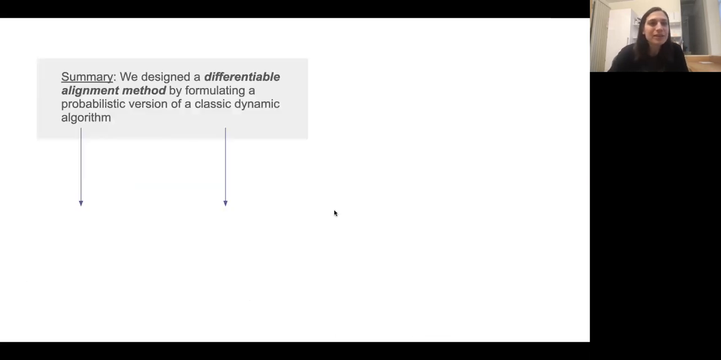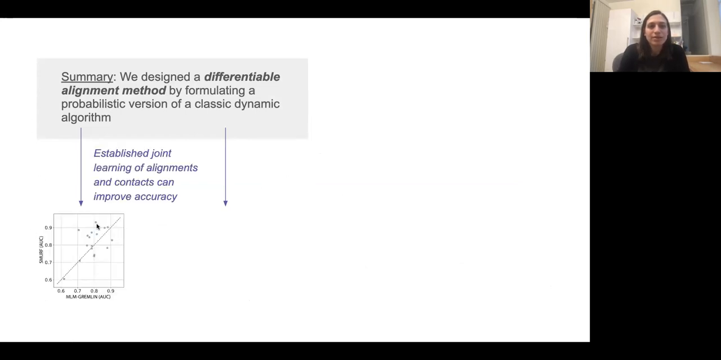Okay, so to summarize, we developed a differentiable alignment method by formulating a probabilistic version of a classic dynamic programming algorithm. The first thing we did was establish that it's possible to learn things. A downstream task such as contact prediction gives enough information to the neural network to arrive at a multiple sequence alignment that is then able to improve the contact prediction mildly and looks reasonable. I didn't put a slide up about it, but we definitely did a sanity check of the MSAs learned with the contact prediction, and those passed.